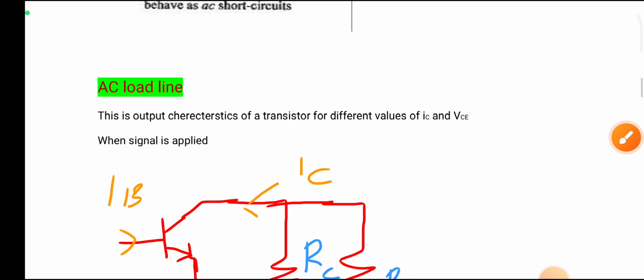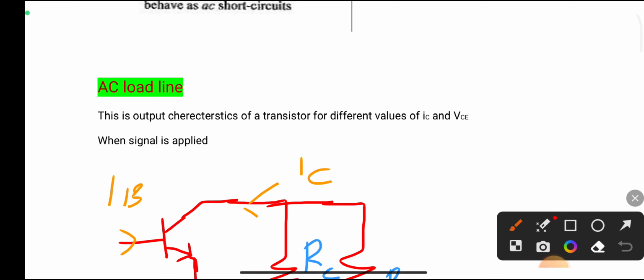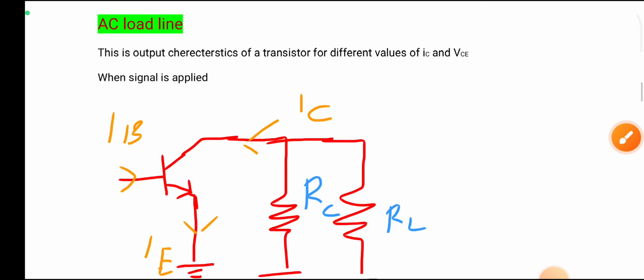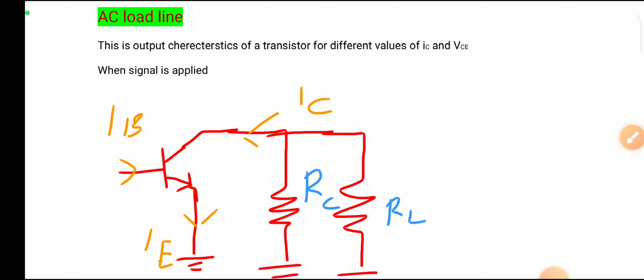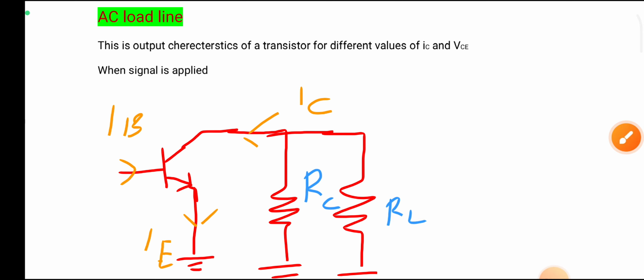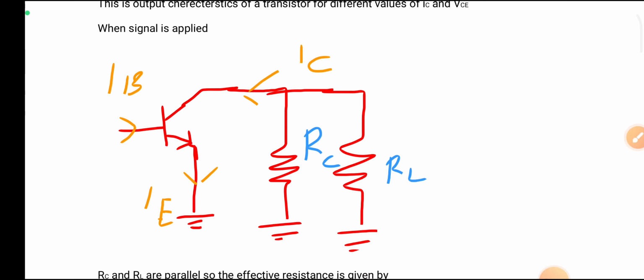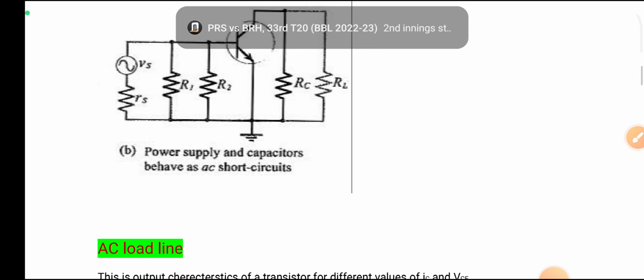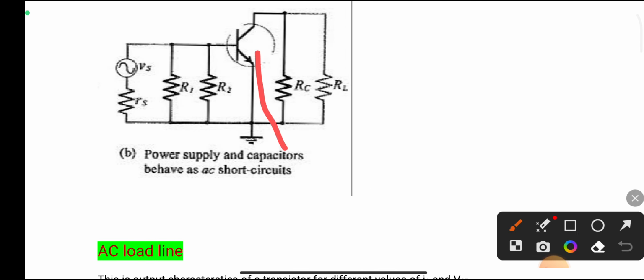So AC load line can be drawn in the output characteristics of a transistor. Here we use CE, the common emitter configuration. In the output characteristics, the output is taken at the collector and emitter junction. Here we take only the output of the small signal amplifier in the AC equivalent circuit. This is the output junction of the small signal amplifier.